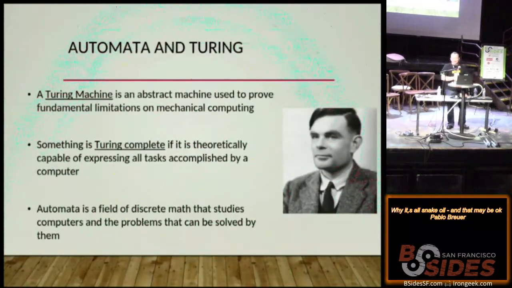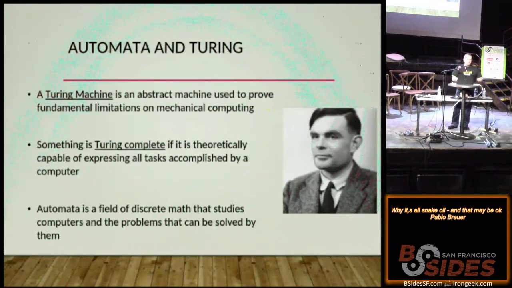So this good-looking guy right here is a guy named Alan Turing. Some of you may have seen a really bad movie with him recently. Alan Turing basically came up with the math that is the basis for all the computers that you run. All of them. And a Turing machine is just an abstract machine used in mathematics to prove fundamental limitations on mechanical computing. This is how I prove that your problem can or cannot be solved by a computer.